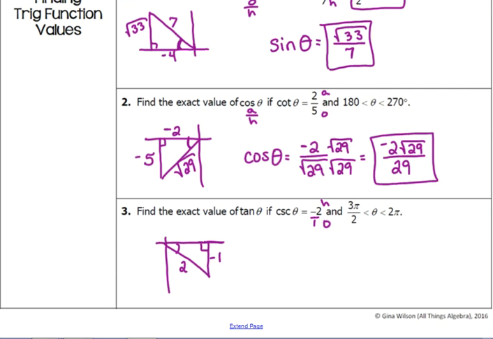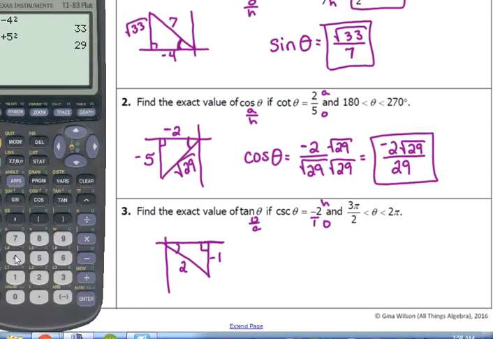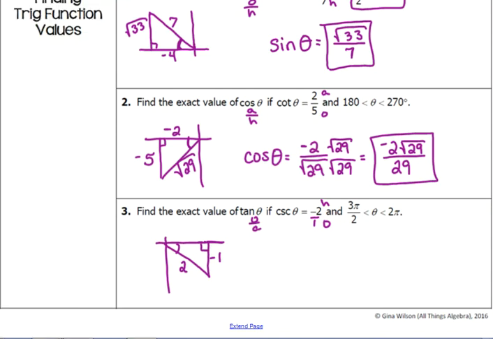Let's see here, we're finding tangent, so we need the opposite over the adjacent, so we need to find the adjacent side. Hypotenuse squared, well, I don't even need a calculator for that. It's the square root of 3, right? 2 squared is 4, 1 squared is 1, so 4 minus 1 is 3. Square root of 3 is our adjacent side.